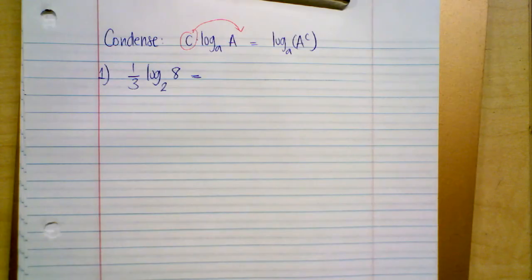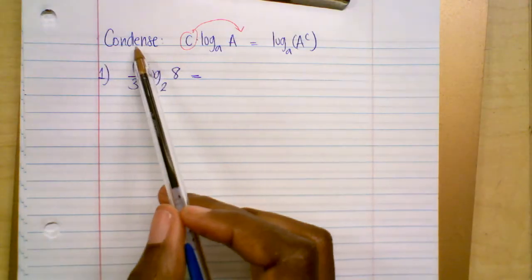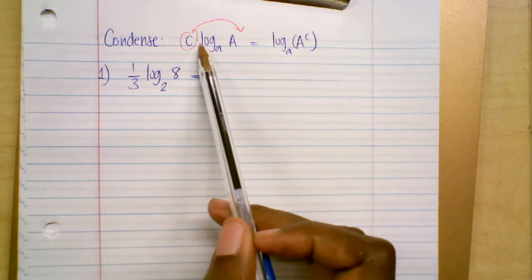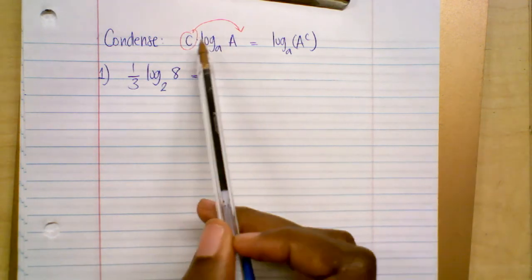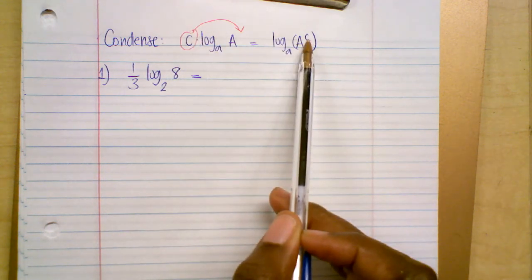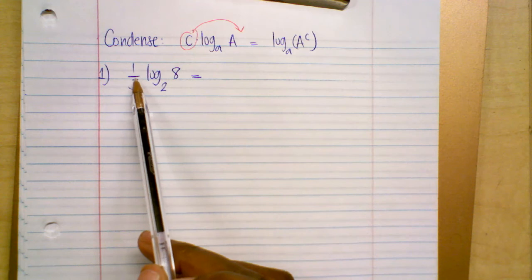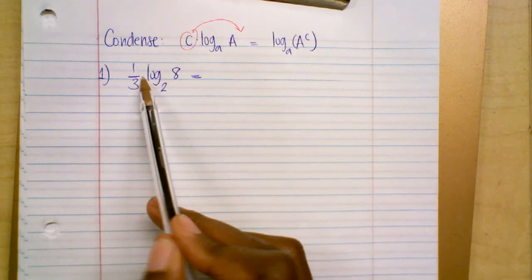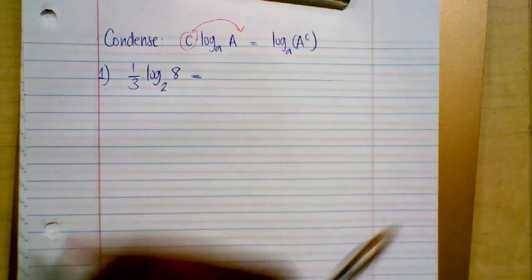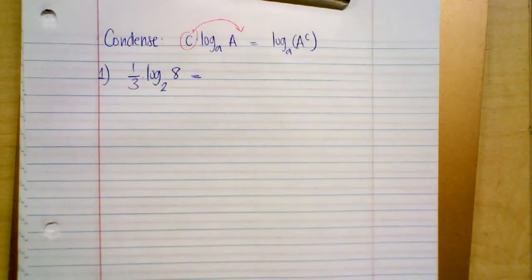Okay, so in the next example, we are going to condense. To condense means you're going to see a number multiplied to the log. What I need you to do is turn that number into an exponent. Here you have 1/3 times log base 2 of 8. So what is going to happen? Let me pause the video and you try to do it by yourself.